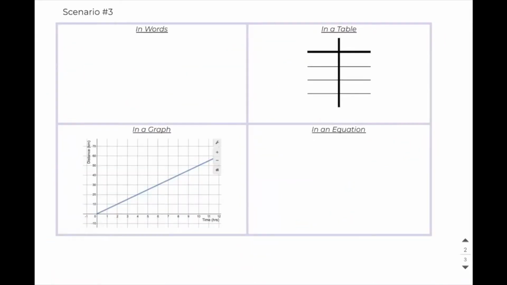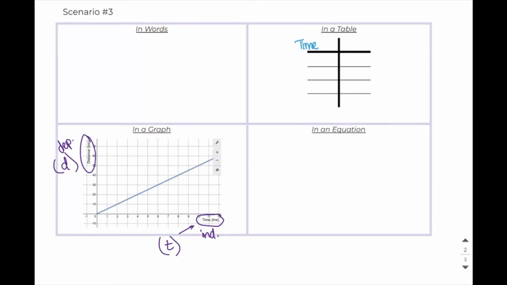All right, so let's take a look at scenario 3. This time we're given our information in a graph right here. So we know that the time right here is the independent variable and that the distance in kilometers is the dependent variable. And so here we'll call this T and we'll call this right here D, okay? And let's go ahead and fill in that information in our table.